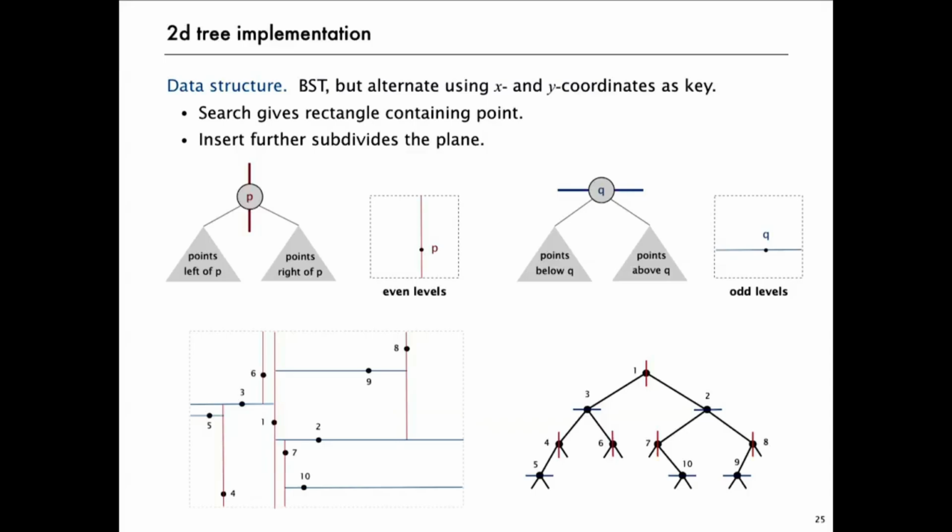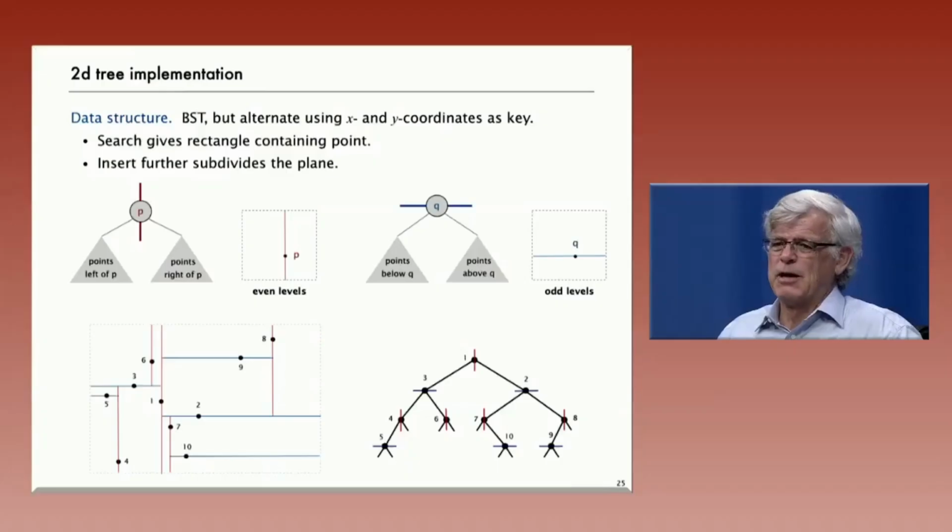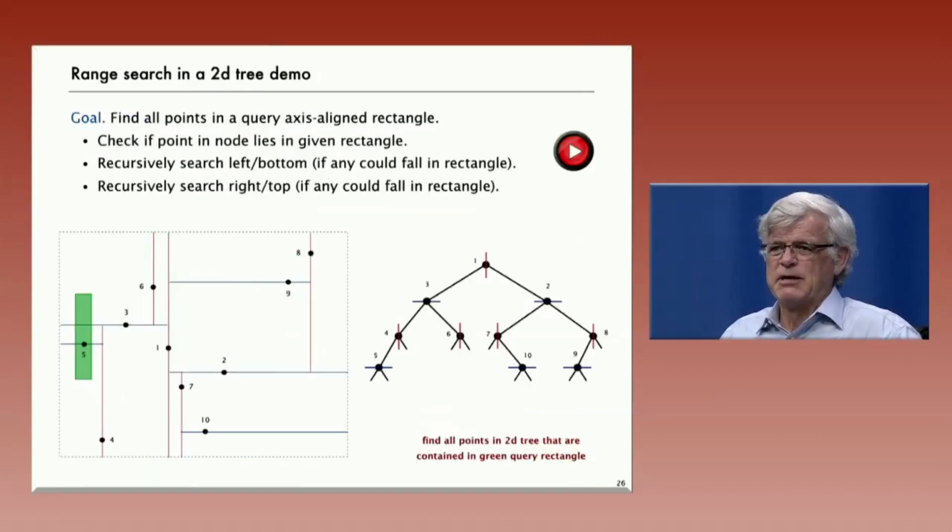And it's really the same as a binary search tree, it's just that we alternate which coordinate we use as the key. At the even levels, we think of a vertical line, and the left subtree is all the points to the left, and the right subtree is all the points to the right. On odd levels, we use a horizontal line, and the left subtree is all points below, and the right subtree is all points above. And the code for this is the same as for binary search trees. It's simply which coordinate we use for the comparison. That's the only difference. So that's the 2D tree implementation.